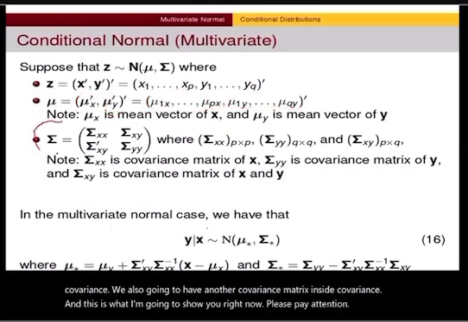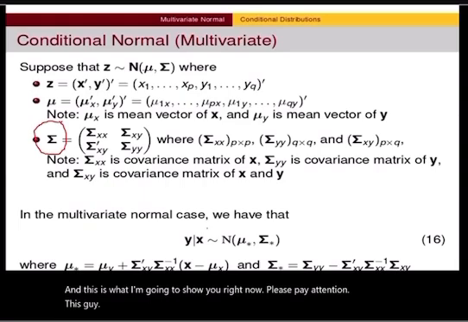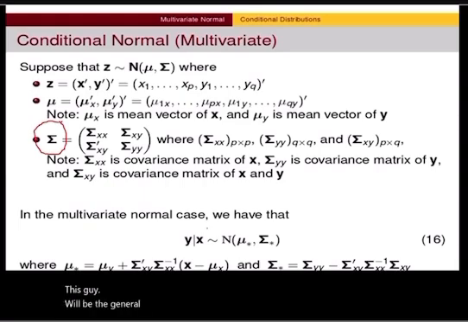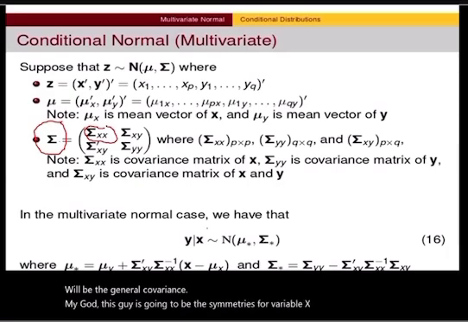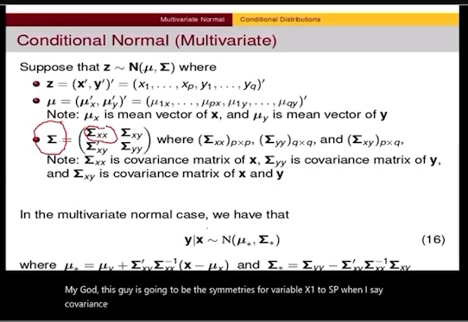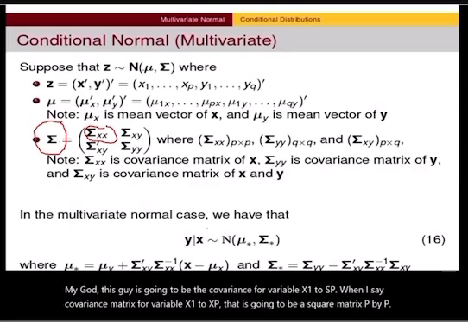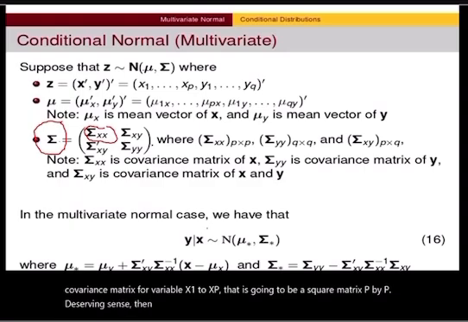This will be the general covariance. This is going to be the covariance matrix for variables x1 to xp. When I say covariance matrix for variables x1 to xp, that is going to be a square matrix, p by p. Does that make sense?